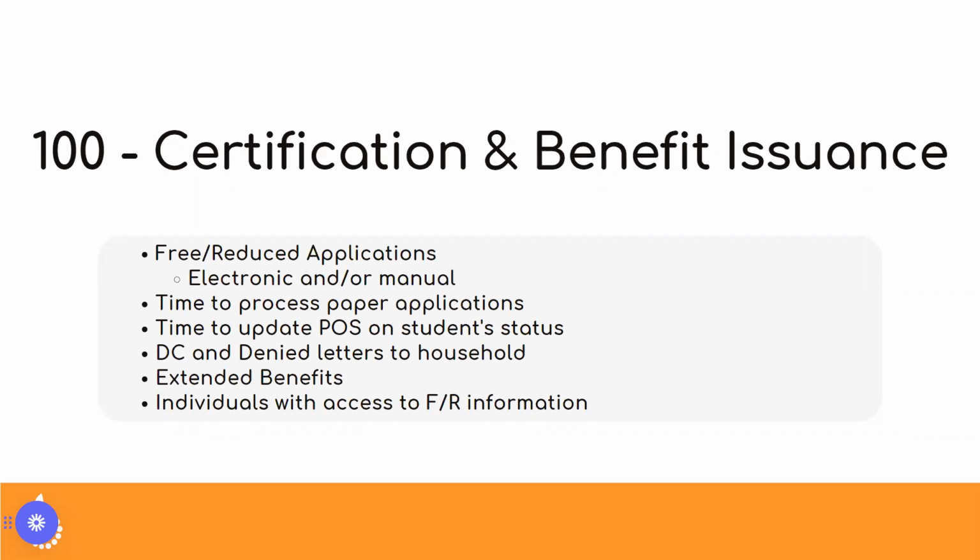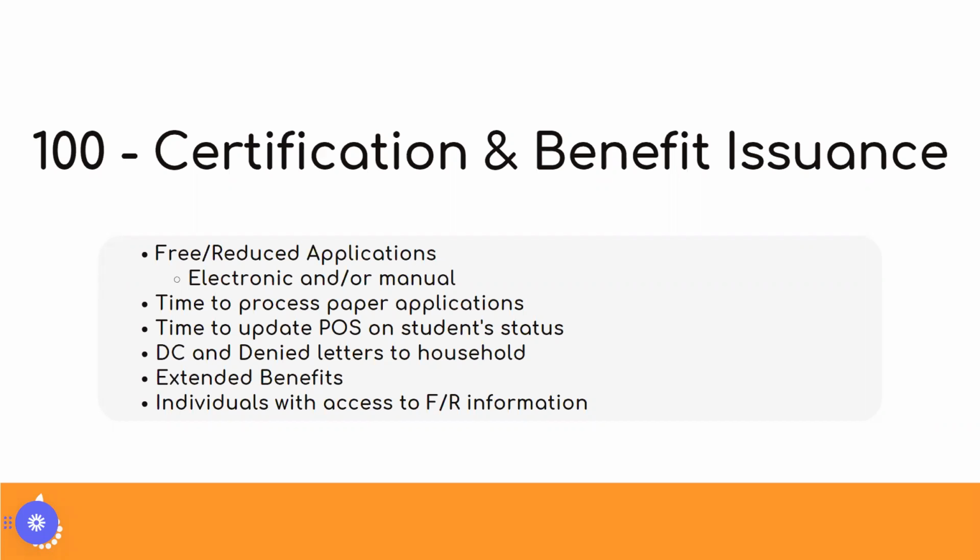Your direct certification, how long is it taking you to notify the parents once you pull those students? How often are you pulling your direct certification lists? And then likewise, how long is it taking you to provide the deny letter to households once you process an application for a family that isn't eligible for a free or reduced meal?